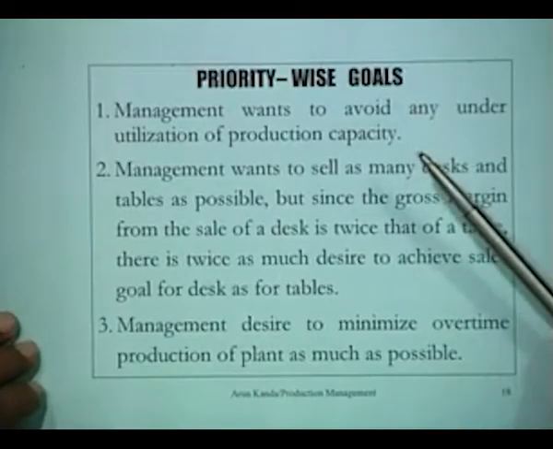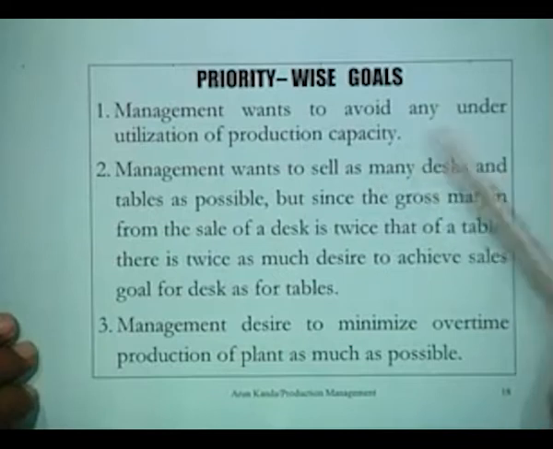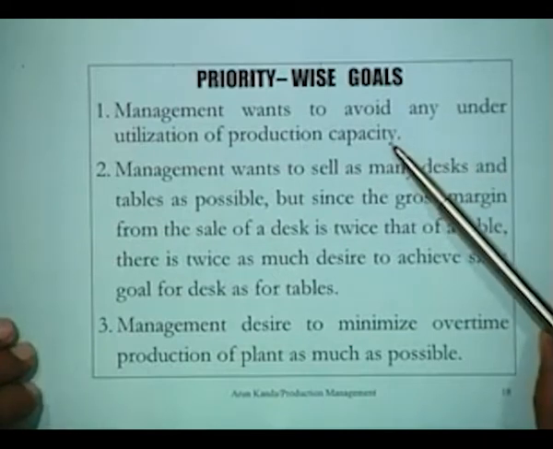So if we want to model this situation, actually this is a very important prototype occurring in industry. It is the product mix problem, right? Companies always make a number of different products, so you are trying to find out what should be the optimal product mix. So let us suppose that the priority wise goals of the company are: the management wants to avoid any underutilization of production capacity, that is the first goal.